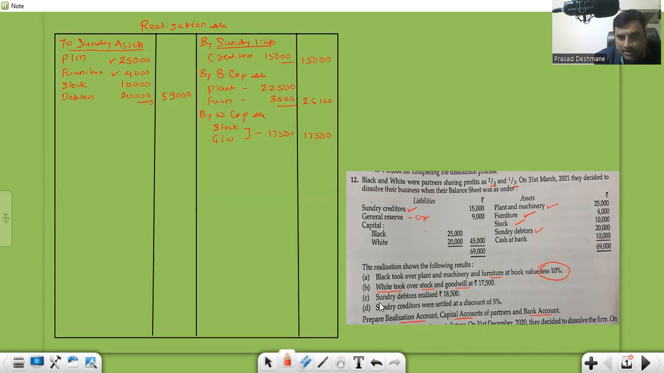Next, later on, they say sundry debtors realised. Realised means we sold it. So asset realised is again income, because when we are selling the asset, we are getting money. So I'll record on the credit side. Now, is any name given? Black, White? No name is given. So when no name is given, we say through bank. That's why I'm writing here by bank, meaning the money you are getting will be transferred to the bank account. When the name is mentioned, we'll write the name. If the name is not mentioned, we'll write by bank. By bank, what is it? Debtors. So I'll write here debtors 18,500.